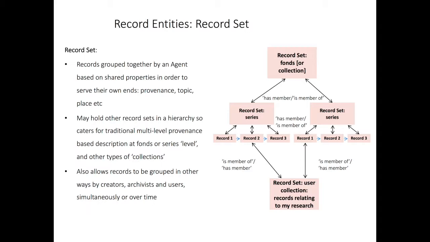As a record set can hold other record sets arranged hierarchically, that series may be one of many grouped in a superset based on provenance, the records of a particular creator, a fond, if you like. The model then allows traditional multi-level description of fond, or indeed at series level. It also, though, allows records to be seen within other groups.